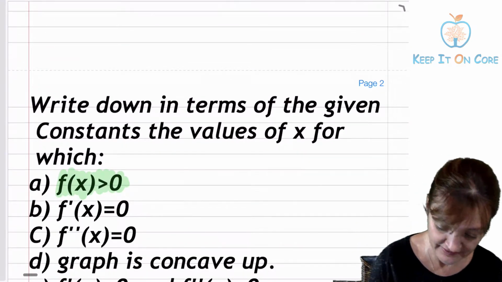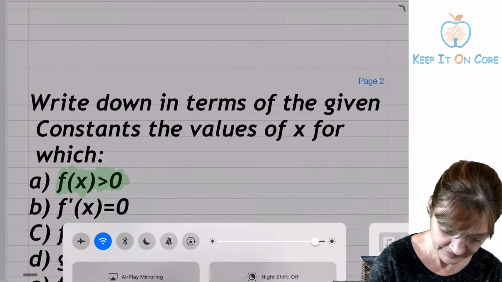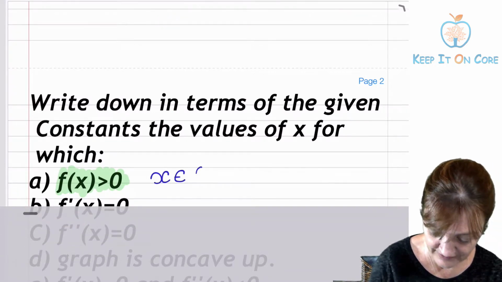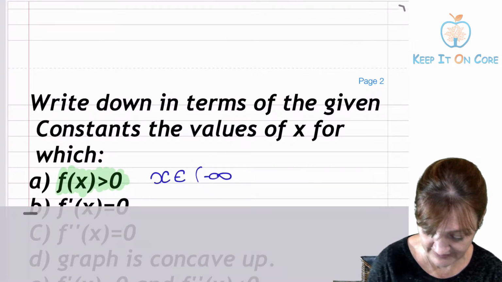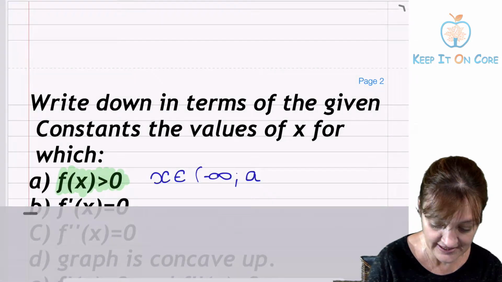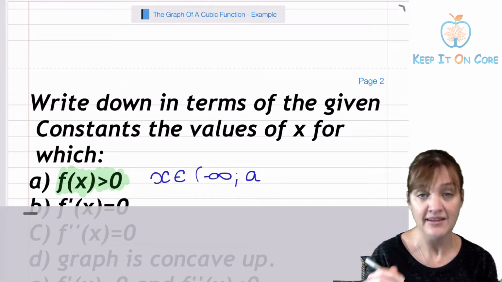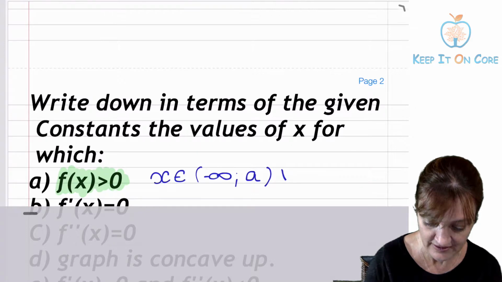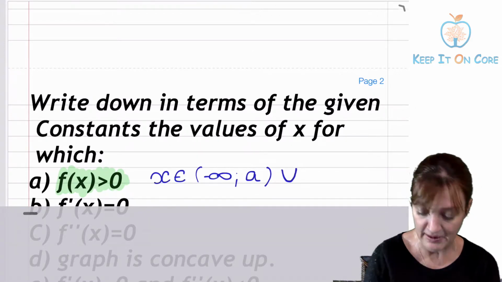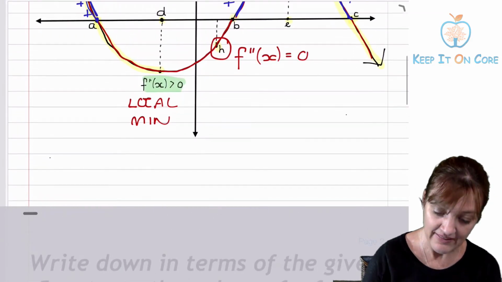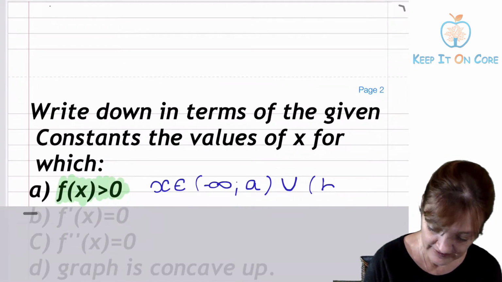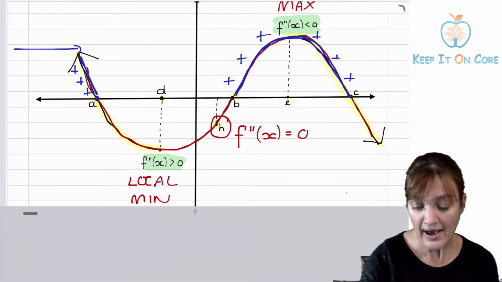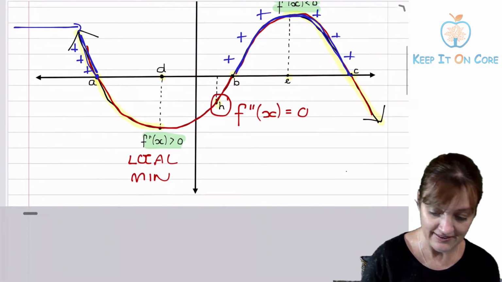So our solution there is going to be that x is an element of, from negative infinity up to a. Now it didn't say greater than or equal to. It just said greater than. So therefore we're using round brackets. We use our union sign because we've got a gap between the values for x. And then it was from point B to point C. So from point B to point C is where the y values were greater than 0.